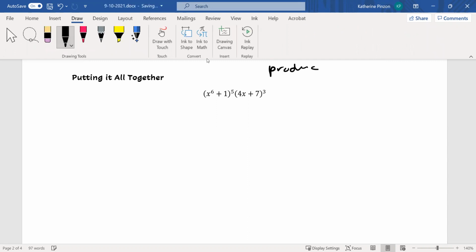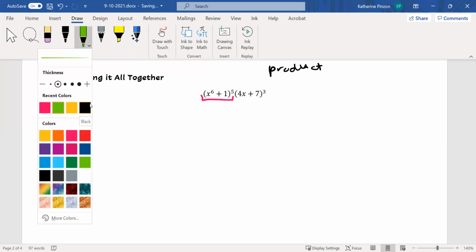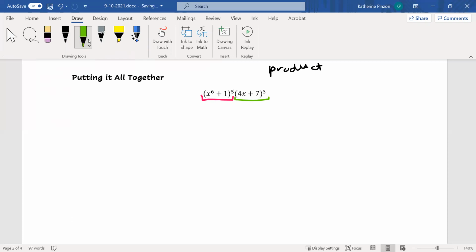The power rule, yep. The power rule will be like the chain rule part. So I'm going to call this guy x to the 6th plus 1 to the 5th, my first function f. And this guy 4x plus 7 to the 3rd, my g. The product rule says f prime g plus f g prime.